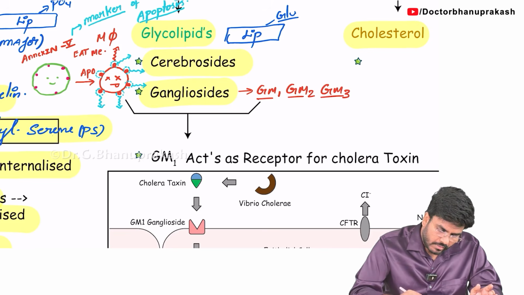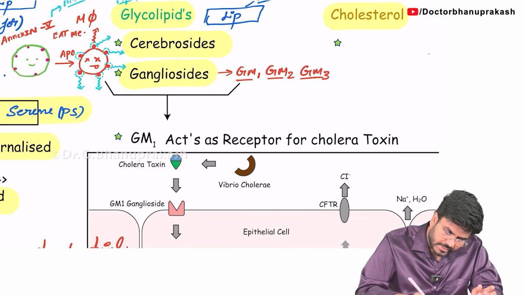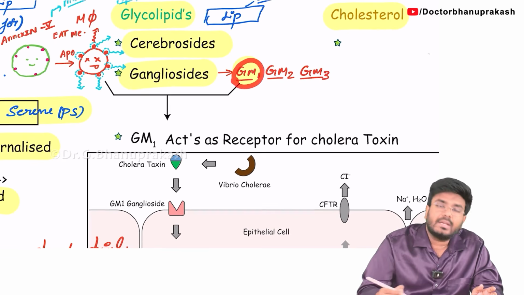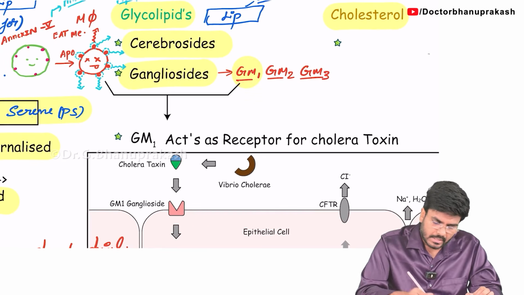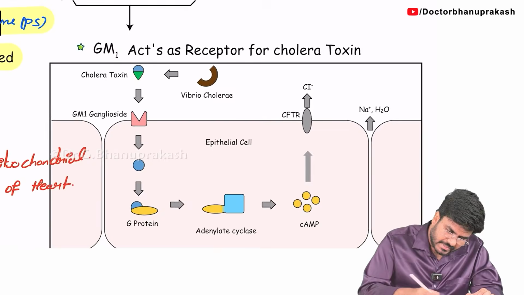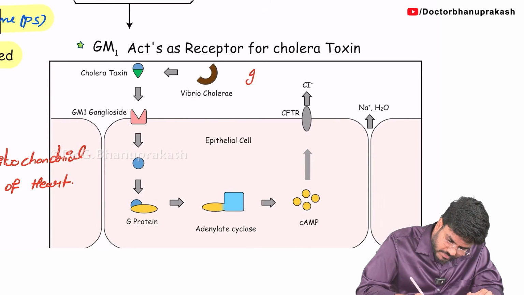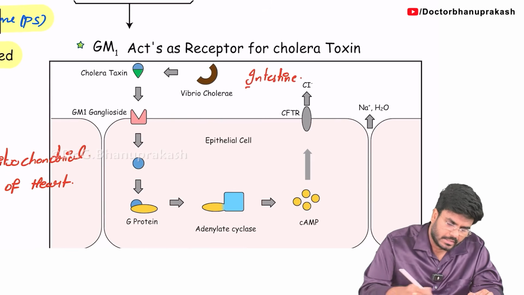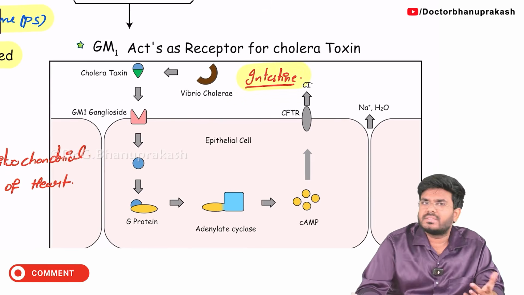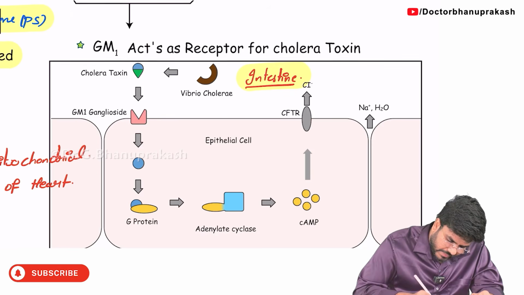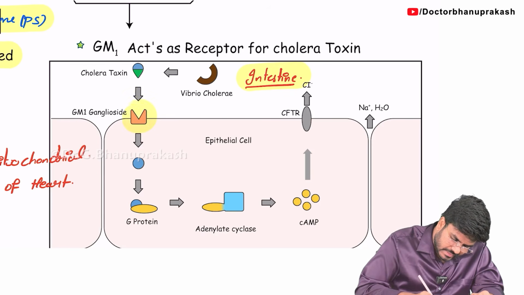Now, one important thing is this GM1 ganglioside. Where exactly is this GM1 ganglioside present? So this GM1 ganglioside is present on your intestines. Let's say here is your intestine. Now in your intestine, let's say the duodenum, here is the GM1 ganglioside present. Look here. Here is a GM1 ganglioside.